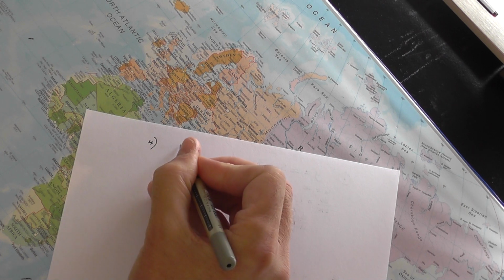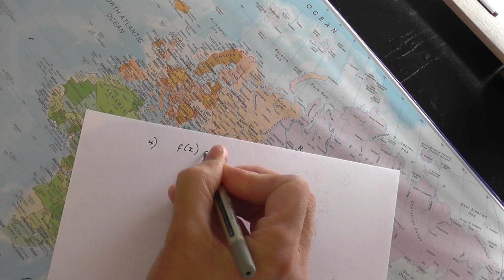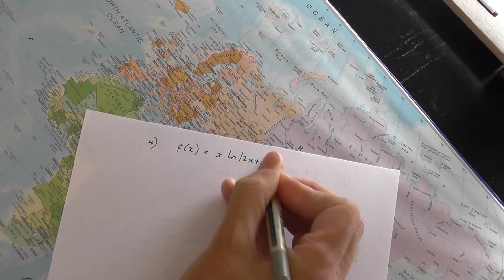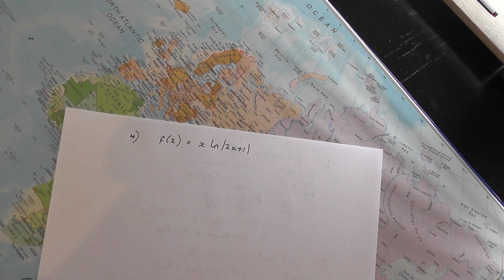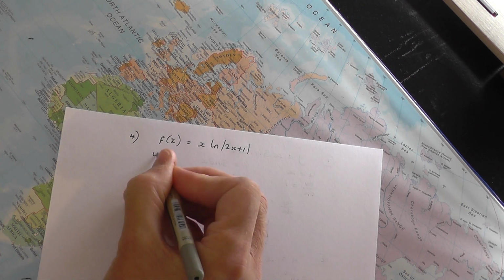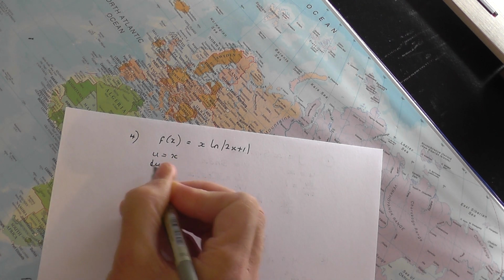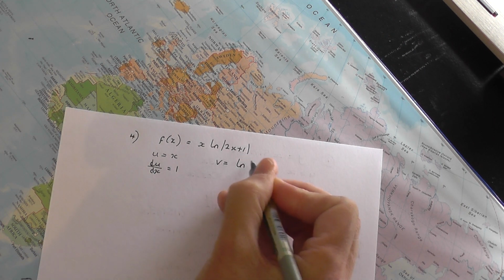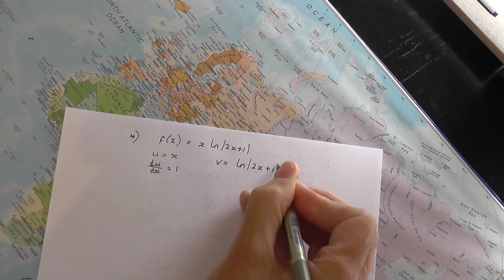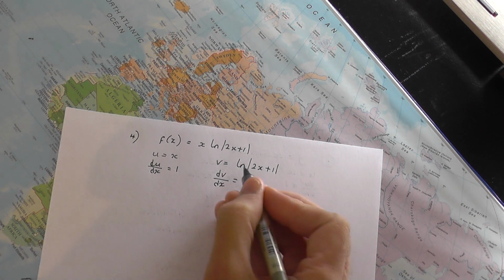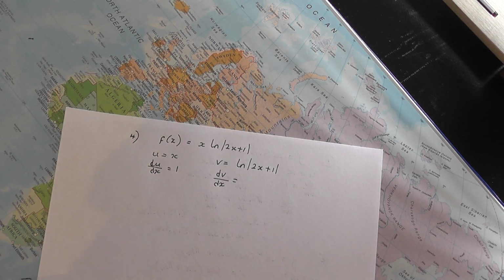Okay, let's say I say f of x this time is equal to x log to base e of 2x plus 1. Again, a product of two functions, x multiplied by the log function. So u will be x, du by dx will be 1. V is log to base e of 2x plus 1.